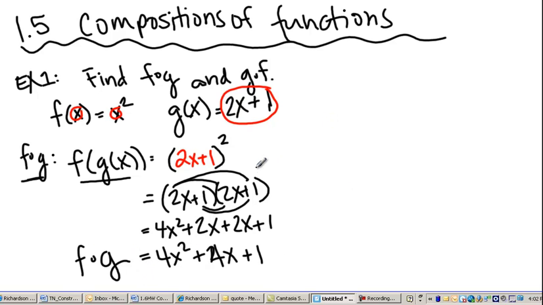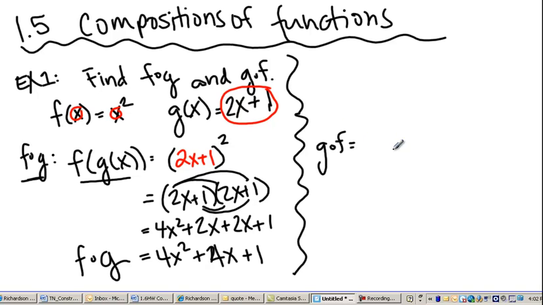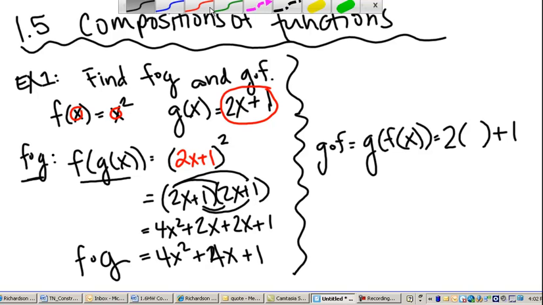Now you're going to be surprised that it's not necessarily the same for g of f of x. Do y'all see how f of x is now in place of my x value for my g? So again, this is what it looks like. Our g value is 2x plus 1. I'm going to run out of space, it looks like. So I have 2 parentheses, my new x value, plus 1. My x value is my function of x, which is x squared.